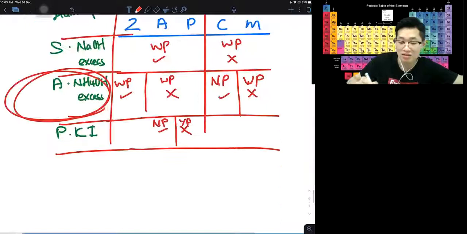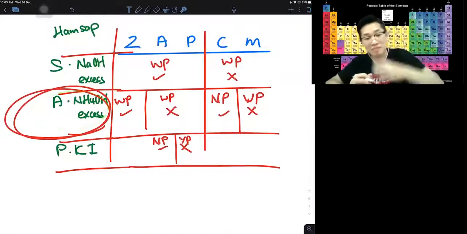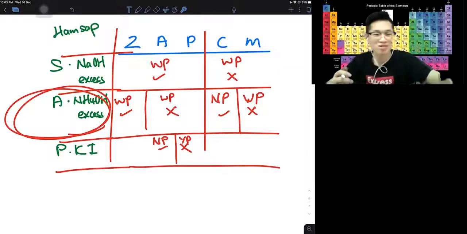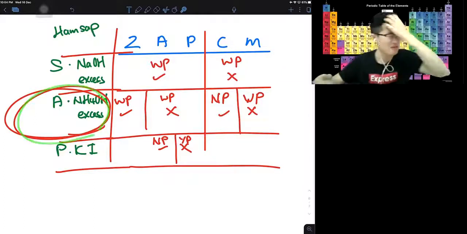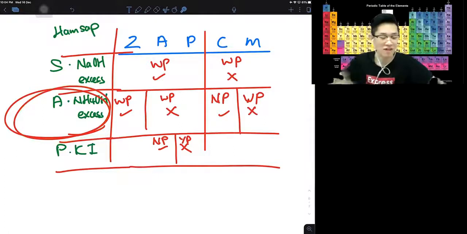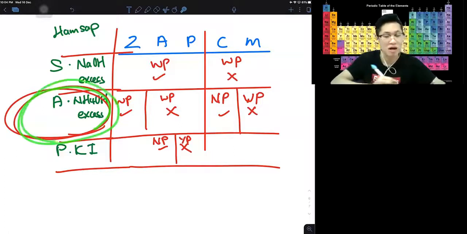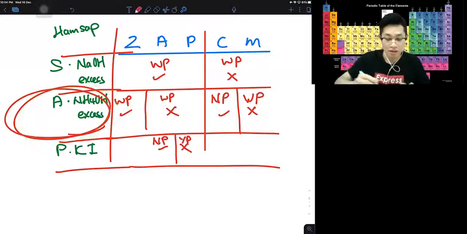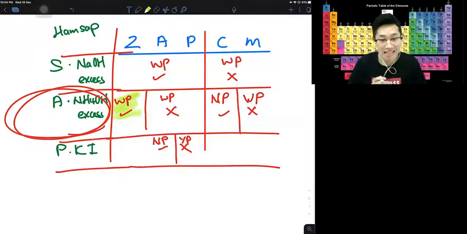I add a little. That means I add a little bit by a little bit. You can also write like that. I add a little by a little bit. Also can. Add a bit by bit also got this kind of answer. As long as you are able to mention, you add slowly until excess. That means a lot. What am I going to see next? WP and tick.